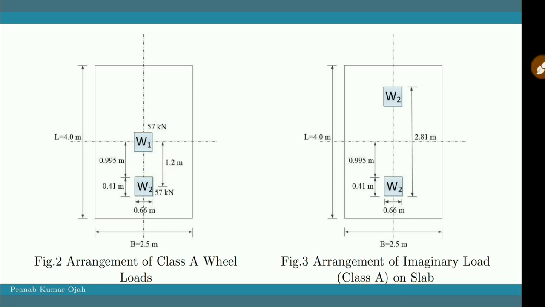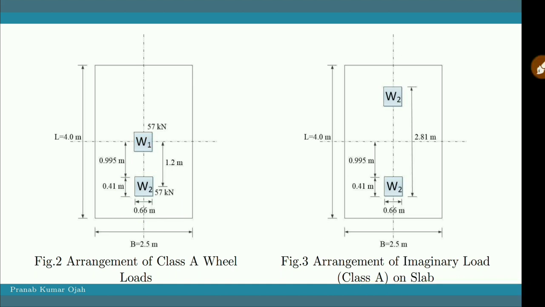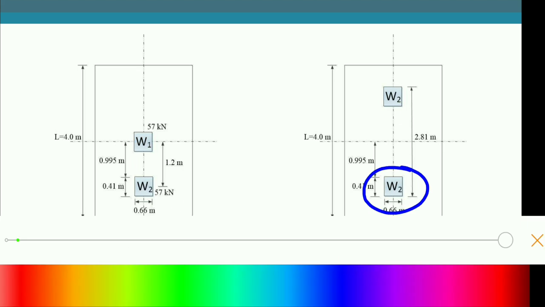But the curve cannot be applied for the load W2 as it is asymmetrically placed. So we have to follow some indirect method to calculate the bending moment due to the load W2. So what is the indirect method? We have to understand. See, this W2 wheel load already exists in the slab panel.